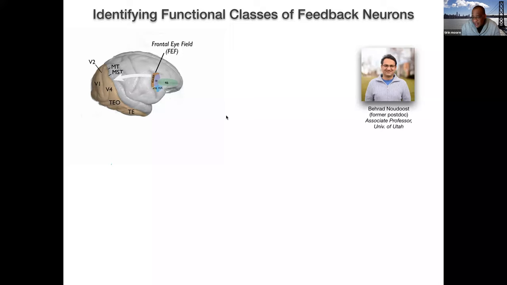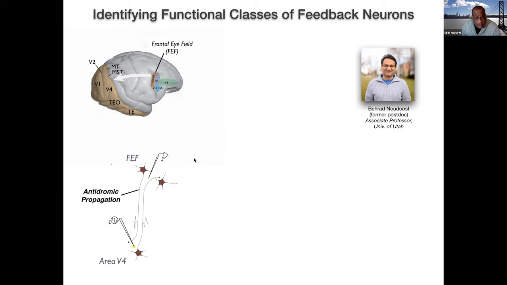And Brad identified the frontal eye field projection neurons by antidromic stimulation, which, as many of you might know, is an extremely tedious process, a very challenging approach, but it's very effective.